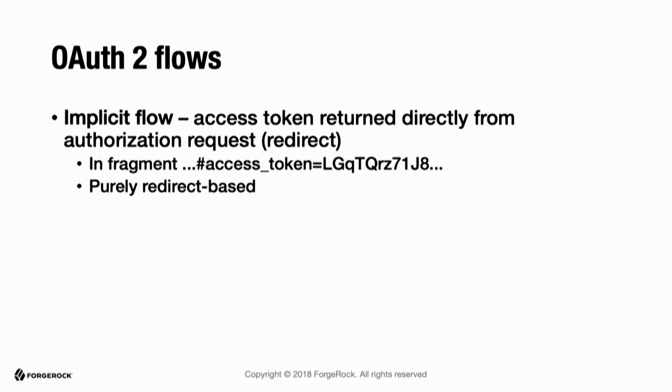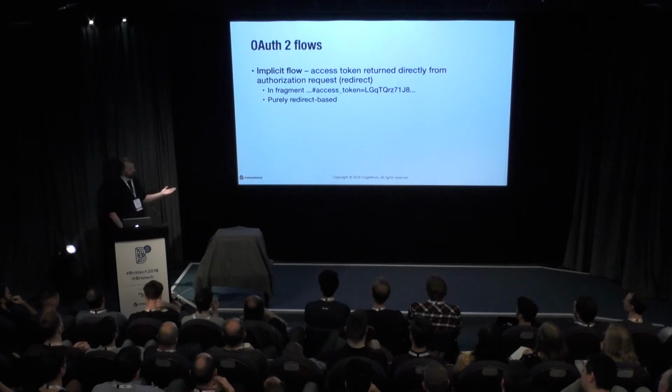So typically it's in the URL fragment, and then you can use some JavaScript or whatever to pull that out of the fragment. Or you can also put it in a query parameter, or you can now use things like form post. So the authorization server will create a self-submitting form that then posts the access token back to the endpoint. So it's purely redirect based.